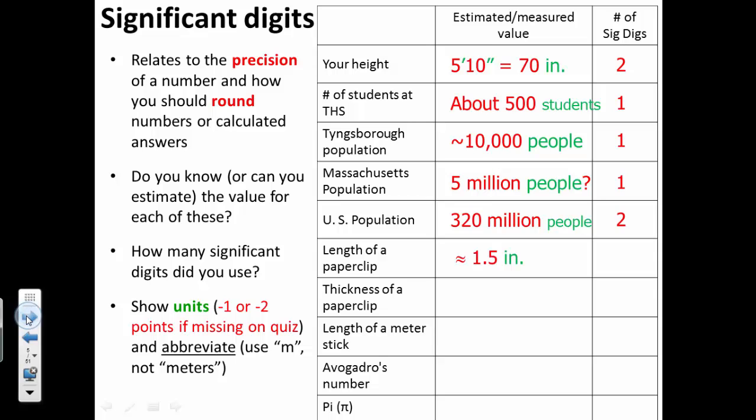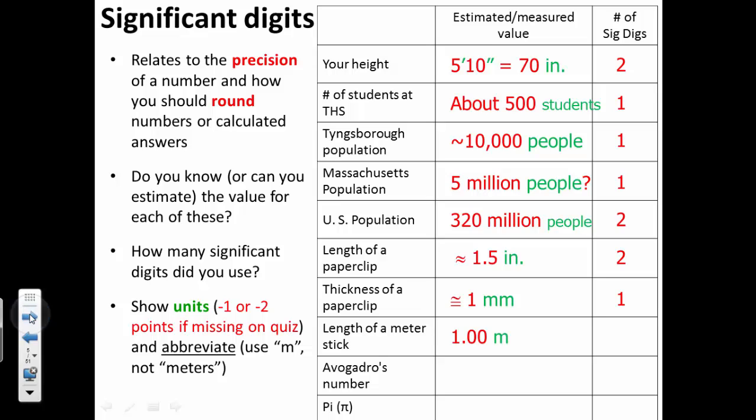The length of a paper clip is about 1.5 inches. You notice, like in physics, we tend not to use fractions. We convert to decimals. So it's about 1.5 inches, and that's 2 significant digits. Obviously, that's just a ballpark number I have in mind without actually measuring. The thickness of a paper clip is about 1 millimeter, and that's a 1 significant digit estimate. We're using 1 digit, not 1.1 millimeters, not 0.9 millimeters, 1 millimeter.